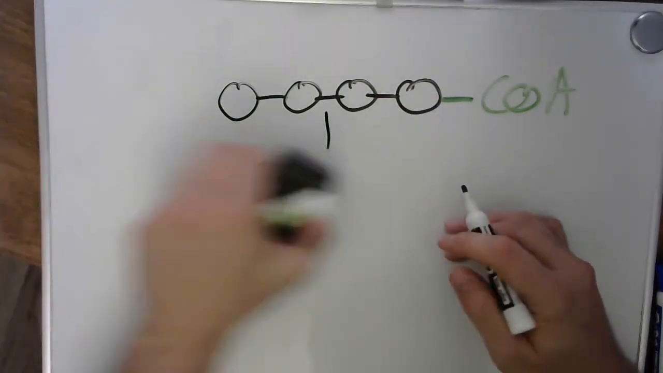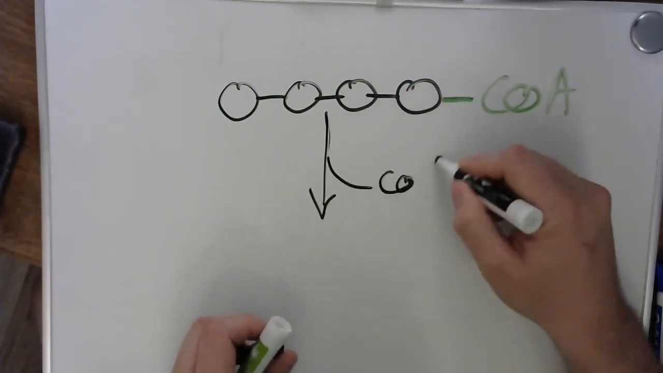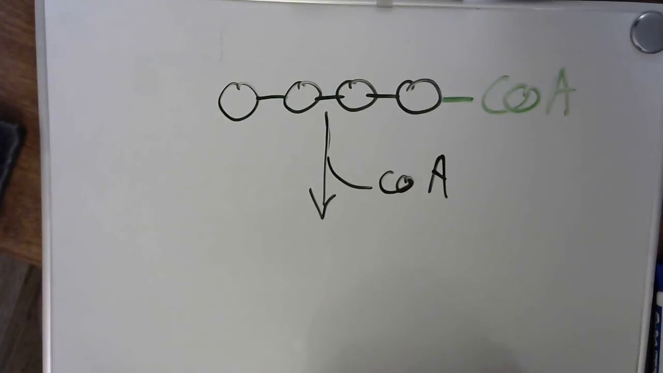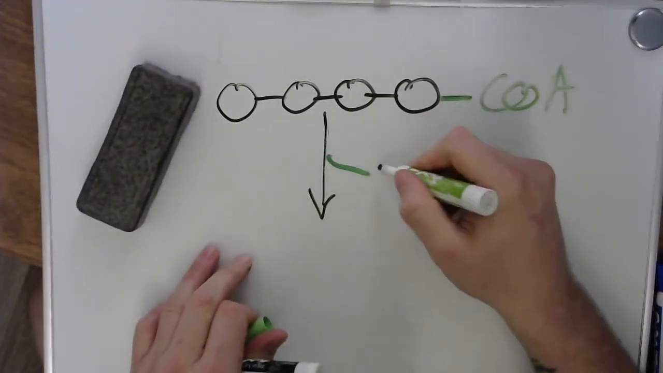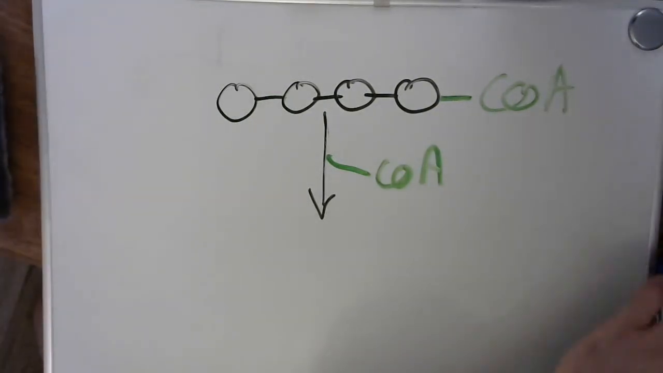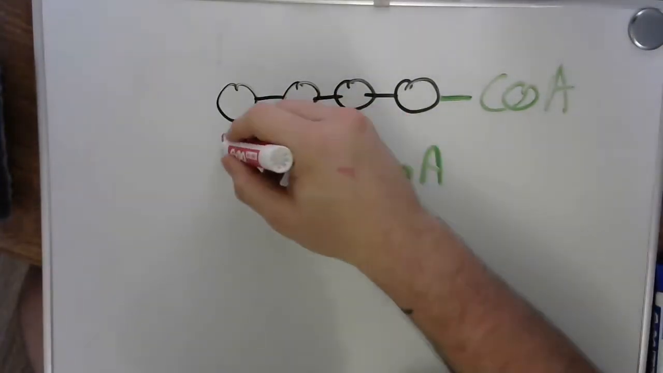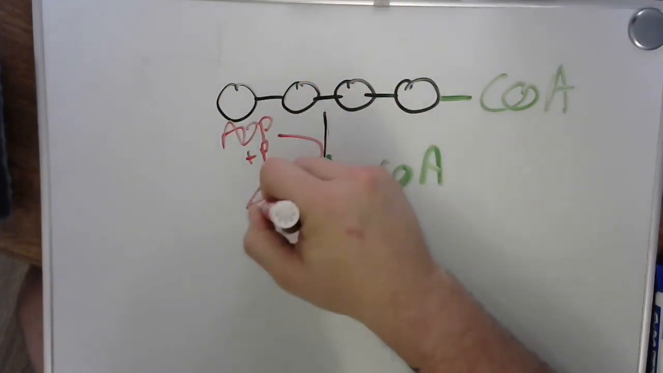And the fact that you lose the CoA will release some energy that can be right away used to get ATP. Let's respect the colors a little bit. So that CoA goes away. And we get ADP plus P into ATP.